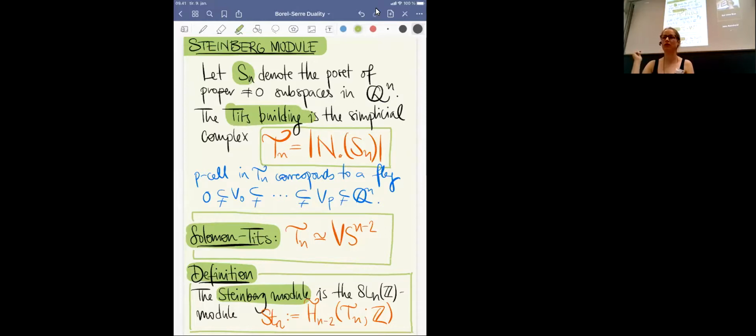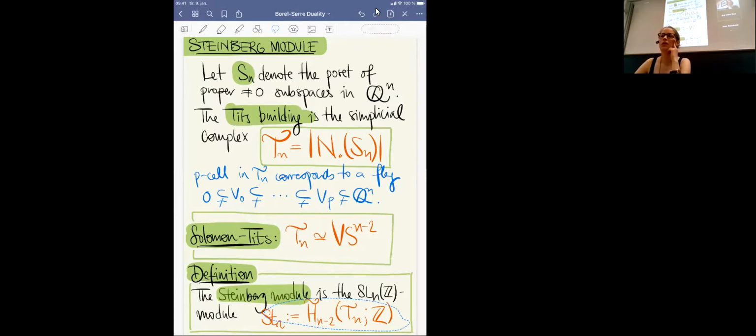You need these apartments, as Peter was talking about, which were given by these bases. So I think this is why the Borel-Serre compactification motivates why the Tits building shows up. But I don't know if it's necessarily the right way to understand the Steinberg module better. We've identified the dualizing module, but you still need to understand the Steinberg module.